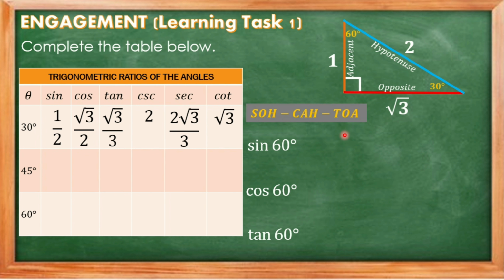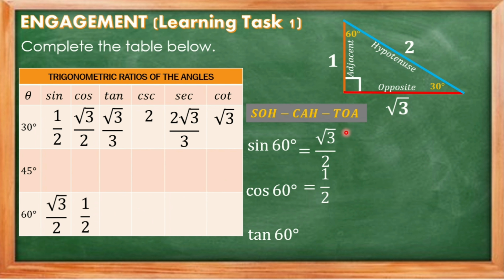So, gamitin natin ulit yung SOH-CAH-TOA to answer the following. Para sa sine 60 degrees, gagamitin natin yung SOH, which is sine is equal to opposite over hypotenuse. Yung opposite natin dito ay the square root of 3, and hypotenuse natin is 2. So, sine 60 degrees is equal to the square root of 3 over 2. So, eto na yung sagot natin para sa sine 60 degrees. Okay, next. For cosine 60 degrees naman, ang gagamitin natin, CAH, which stands for cosine is equal to adjacent over hypotenuse. So, ang adjacent natin ay 1, hypotenuse is 2. So, cosine 60 degrees is equal to 1 over 2 or 1/2.